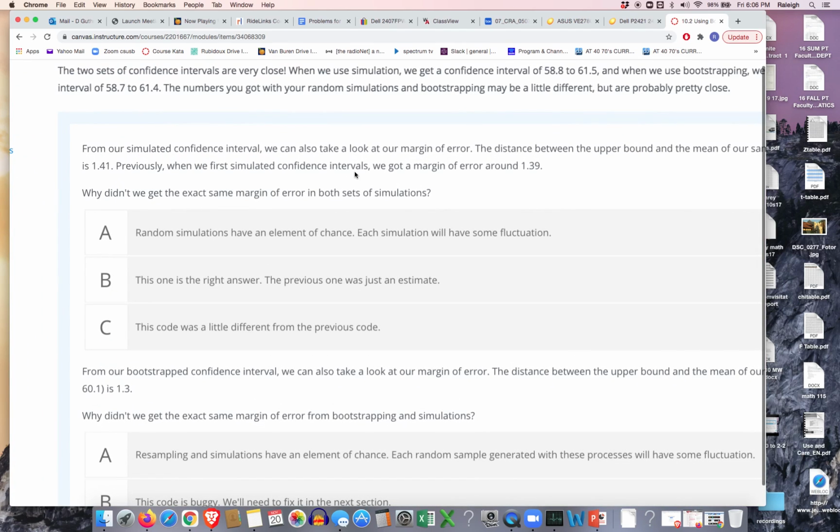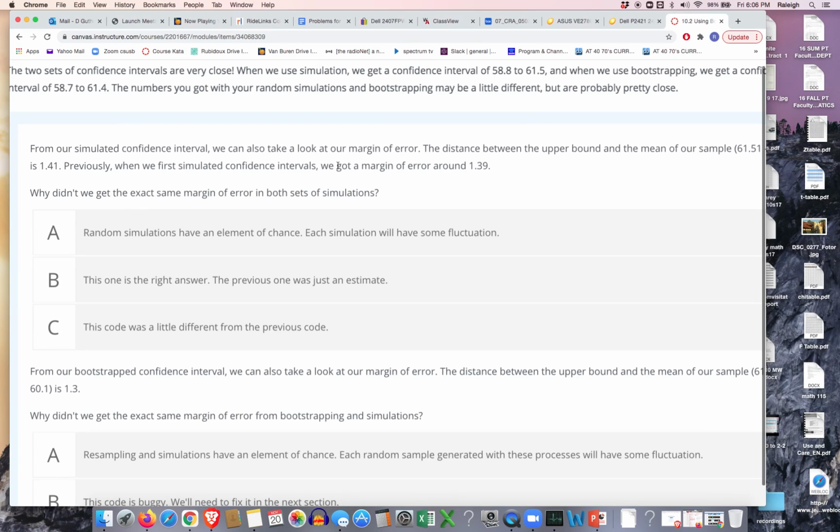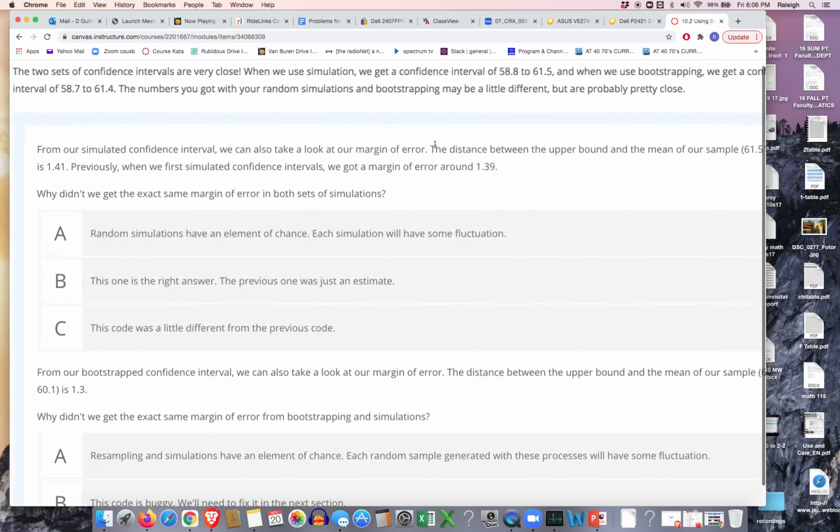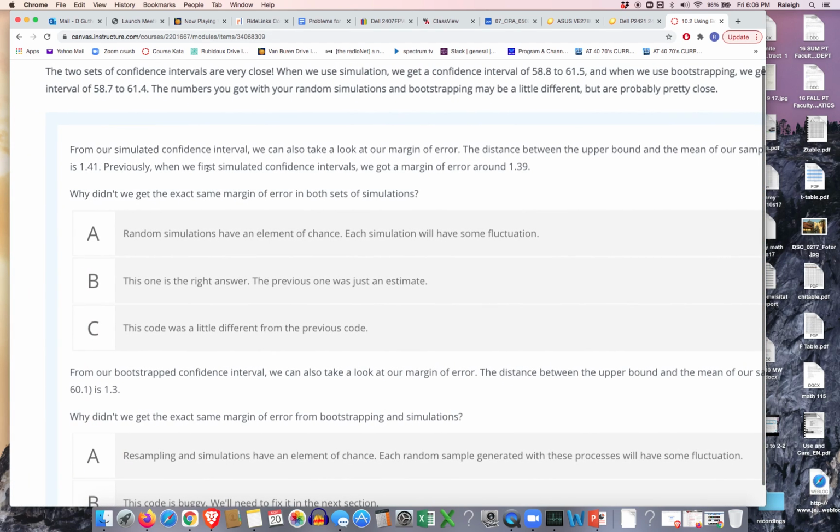And from our simulated confidence interval, we could also take a look at the margin of error, the distance between the upper bound and the mean. So the upper edge and the midway point of the mean, 61.51 minus 60.1 is 1.41. And before we got 1.39. Why didn't we get exactly the same thing? Well, random simulations have an element of chance. Each simulation will have some fluctuation.